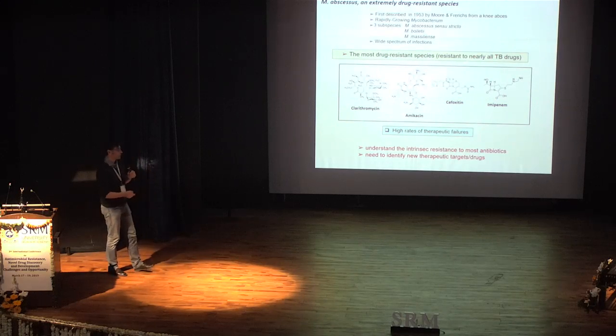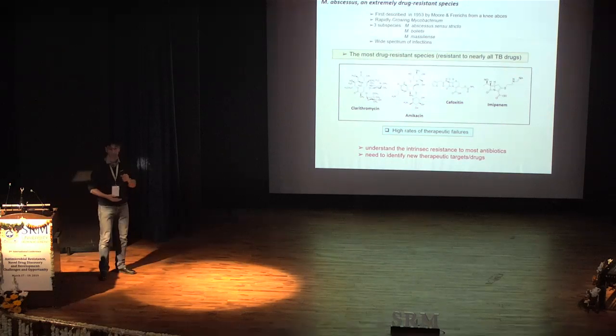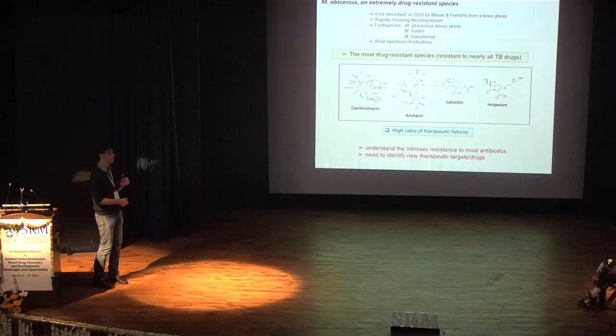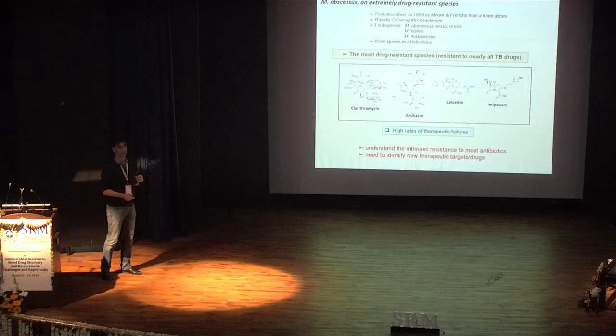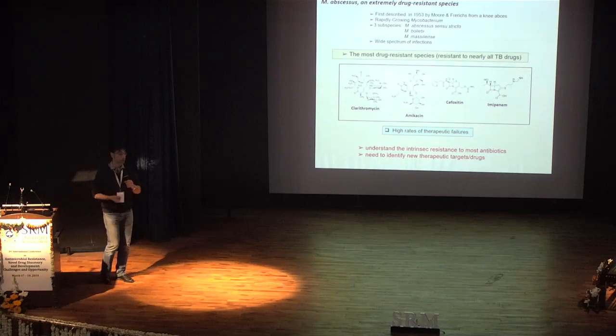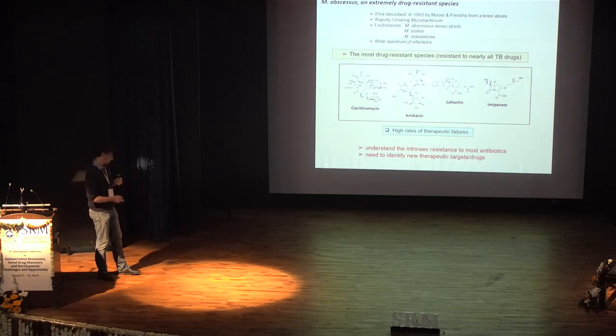So these are the four drugs that are used in the clinics. Clarithromycin, which is a macrolide, amikacin, but also beta-lactams, such as cefoxitin, imipenem. And the problem is that some of the infected patients can respond to this treatment, but many of them do not respond to treatment. And it's often very difficult for the clinician to predict the outcome of the treatment. So this generates a high rate of therapeutic failure.